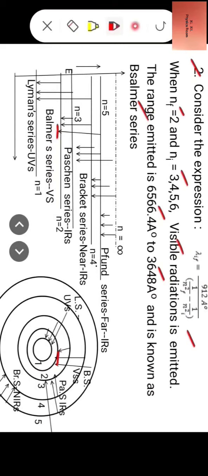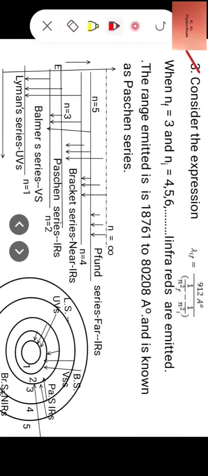Now here you have Balmer series. You can look into the diagram clearly. These jumps are visible, and you can think of Balmer series as the visible spectrum, and you can calculate, of course, the values, that is the range which is emitted, by putting nf equal to 2 and then ni equal to 3, 4, 5, 6, and so on. For the last one you can put ni as infinity. Okay.